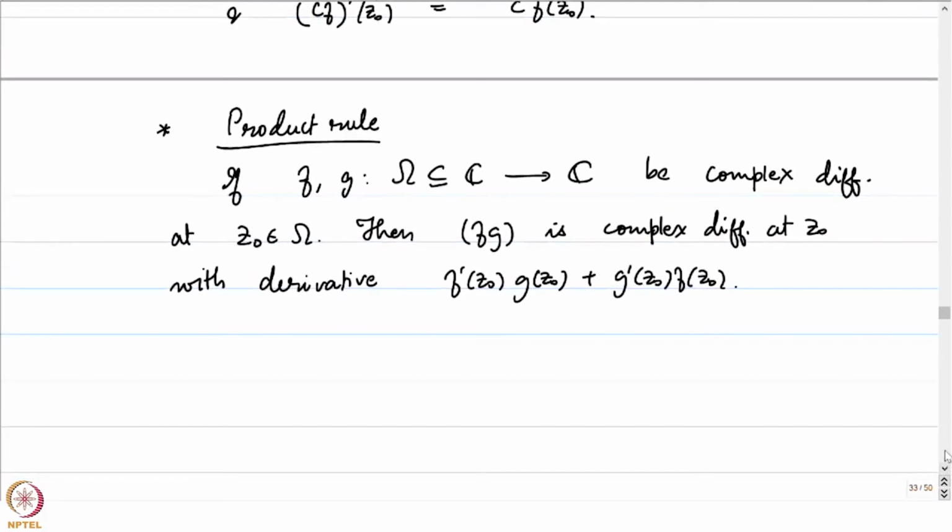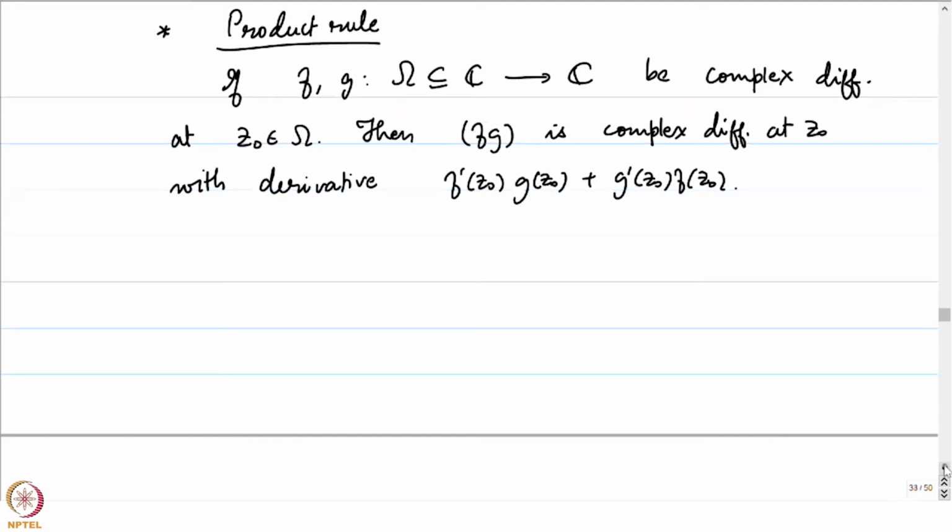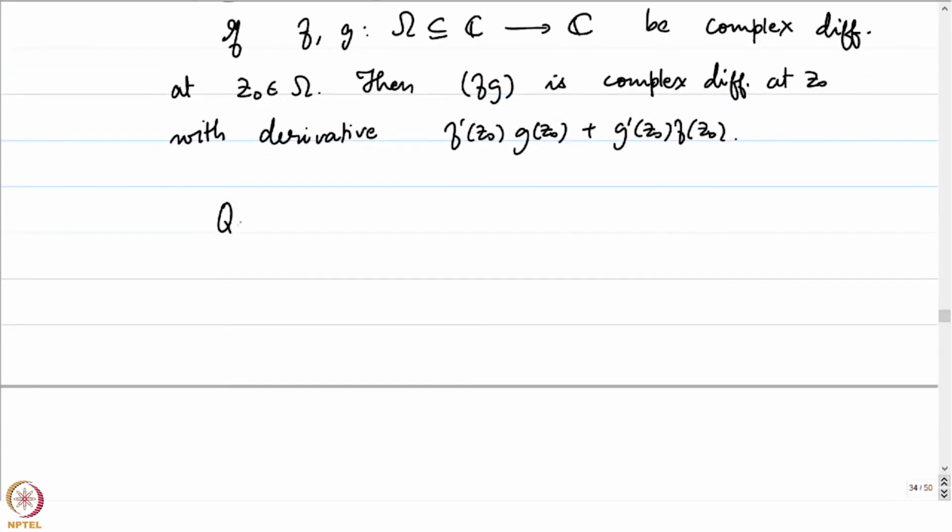If you have a function which is complex differentiable at a point z naught and such that g is not vanishing there, okay, quotient rule. Again, I'll leave the proof to you. It's exactly similar to the real variable setting.